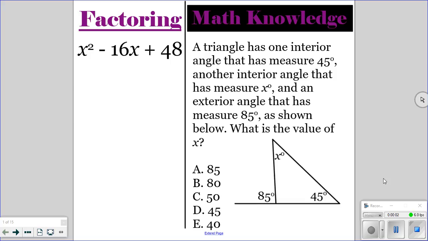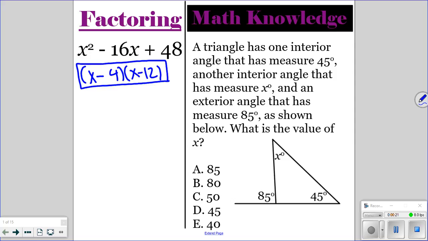All right, so y'all go ahead and do the factoring and the math knowledge question for today. Pause the video, and then once everyone is finished, you can unpause the video, and I'll go over the correct answers. So for the factoring, you should have x minus 4 times x minus 12.